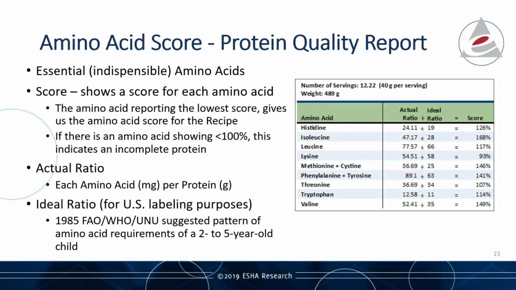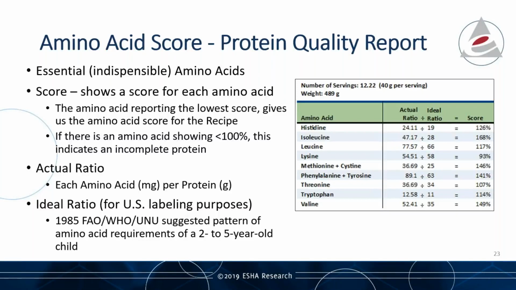If all amino acids show 100% or more, this indicates a complete protein. If one or more of the amino acids show less than 100%, then this indicates an incomplete protein. And you'll notice here that methionine and cysteine, as well as phenylalanine and tyrosine, are listed. Cysteine can replace a portion of methionine, and tyrosine can replace a portion of phenylalanine, so they receive consideration in terms of the essential or indispensable amino acids.